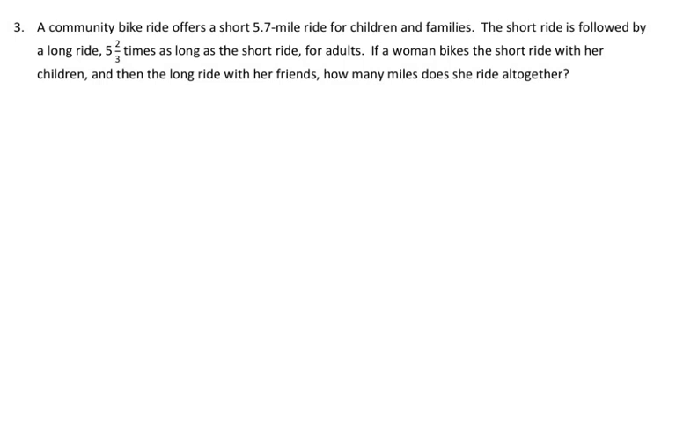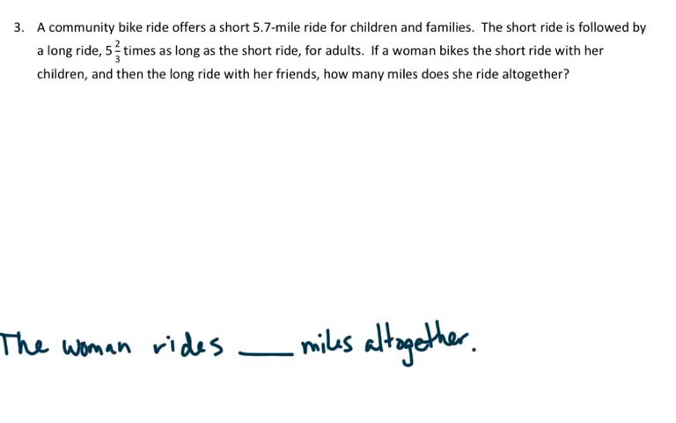And it reads, a community bike ride offers a short 5.7-mile ride for children and families. The short ride is followed by a long ride, 5 2/3 times as long as the short ride, for adults. If a woman bikes the short ride with her children and then the long ride with her friends, how many miles does she ride altogether? So let's go ahead with our target sentence. And that reads, the woman rides blank miles altogether.